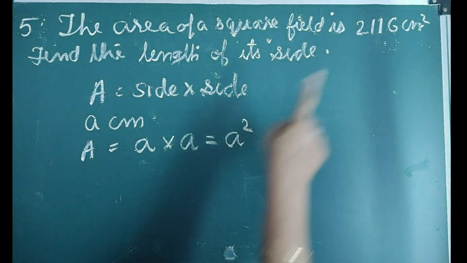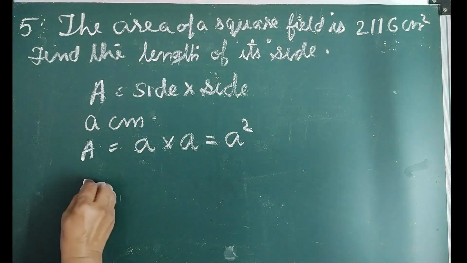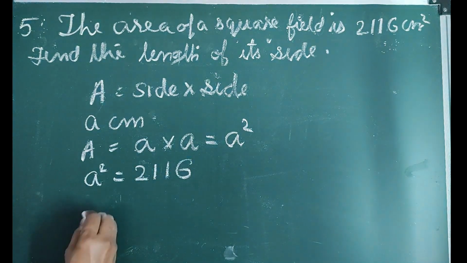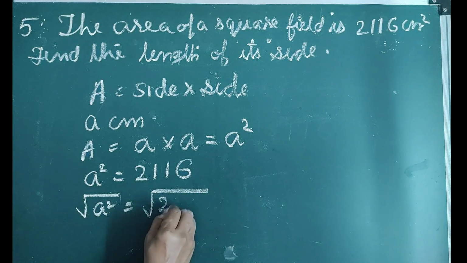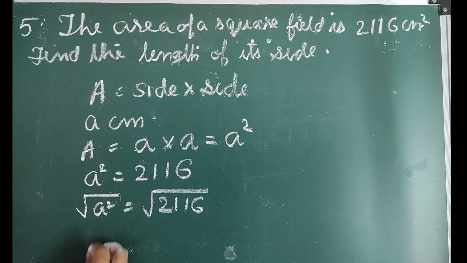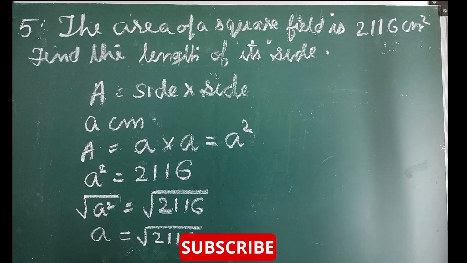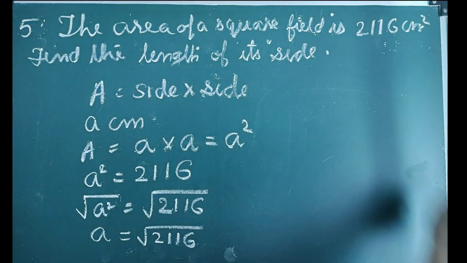But in the question it is given area of the square field is 2116. So a square equals 2116. Now square root of a square equals square root of 2116. So a equals under root 2116. Now we'll find the square root of 2116. Square root of 2116 is the length of the square field's side.